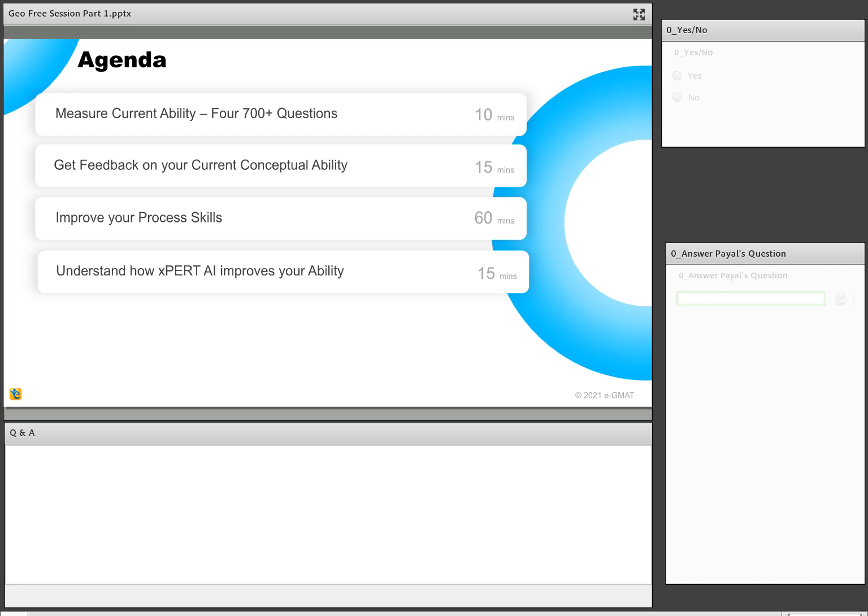And that's where Rajat is going to talk about how the Quant 2.0 is going to make that possible for you. And then we're going to come back and talk about continuing to improve your process skills. Okay. And then towards the end of the session, I'll again ask you this very question: what's your perception of geometry? And then we'll see how your response varies.